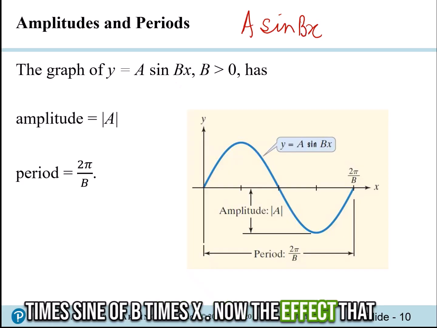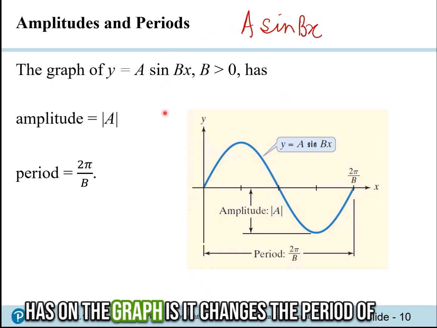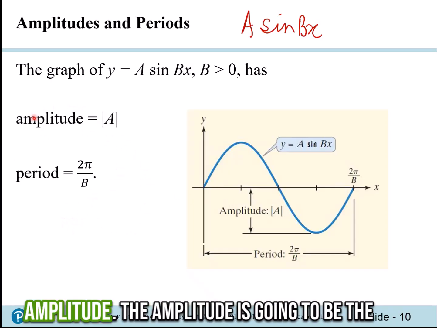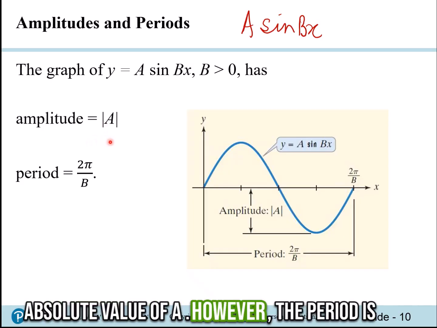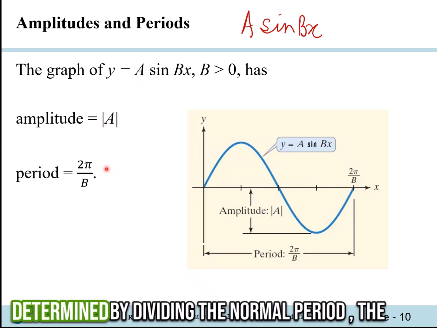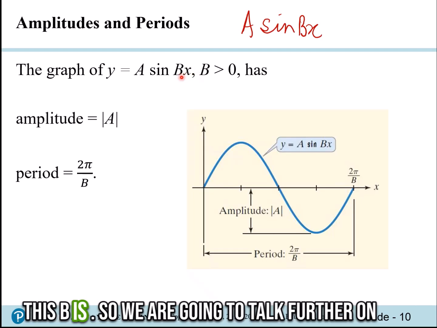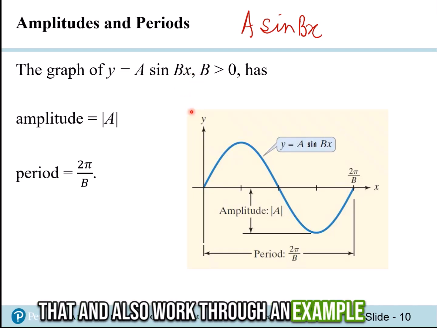Now, the effect that has on the graph is it changes the period of the graph. It does not have an effect on the amplitude. The amplitude is going to be the absolute value of a. However, the period is determined by dividing the normal period, the regular period, by whatever value this b is. So we are going to talk further on that and also work through an example.